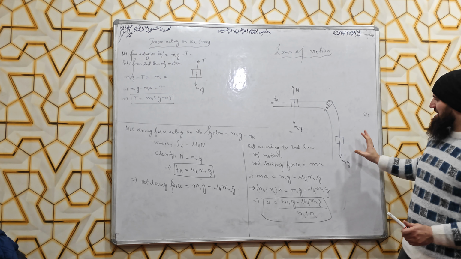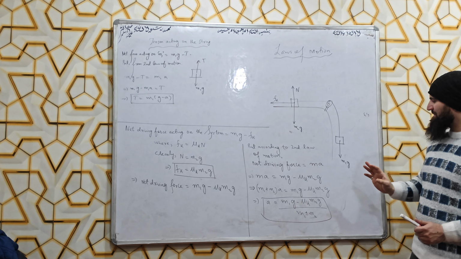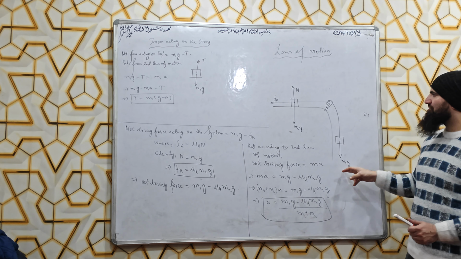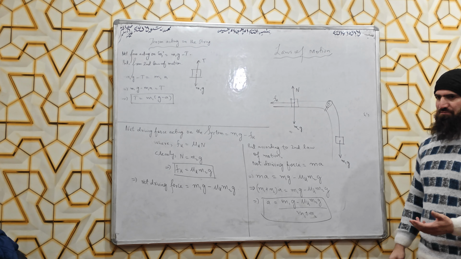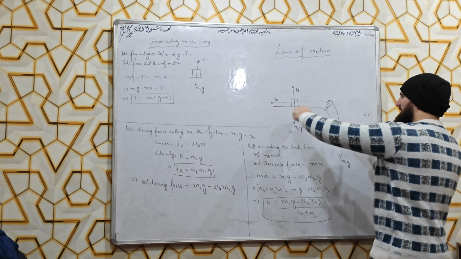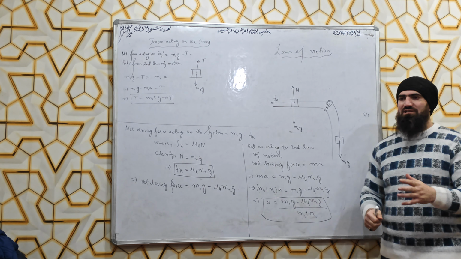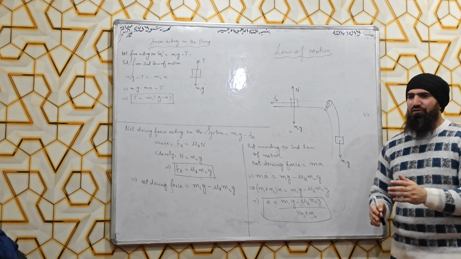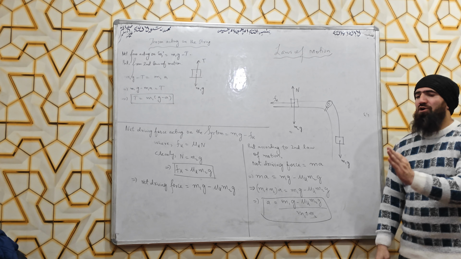Now suppose we have this system of a pulley in which two bodies are connected over a pulley system. This body has mass m1 and this body has mass m2, and we assume that m1 is larger than m2, so the body will move in this direction. We have to find the net acceleration of the system of bodies. How will we find that? Simply by using the Newtonian laws of motion.